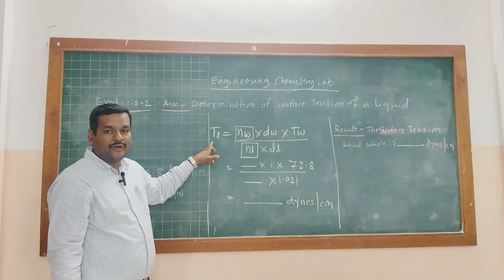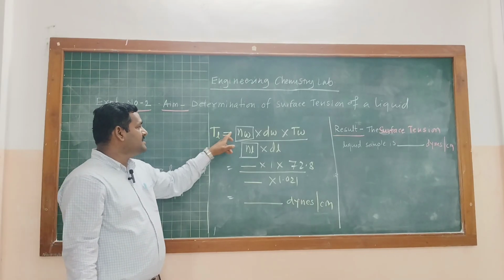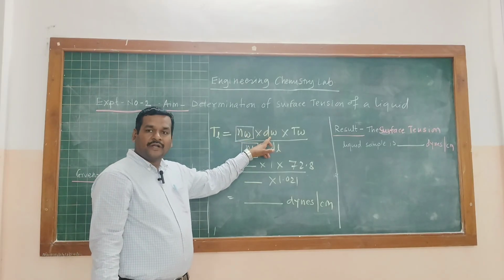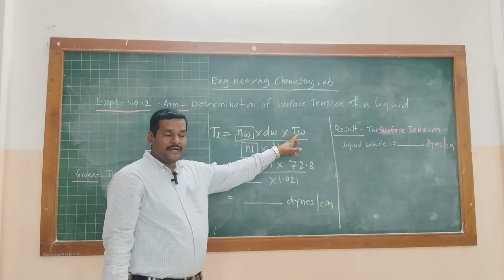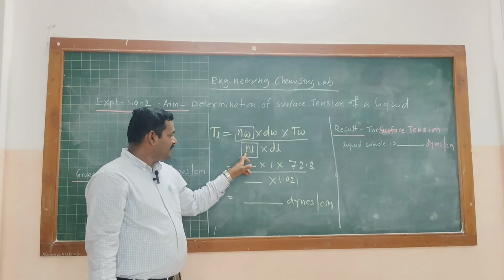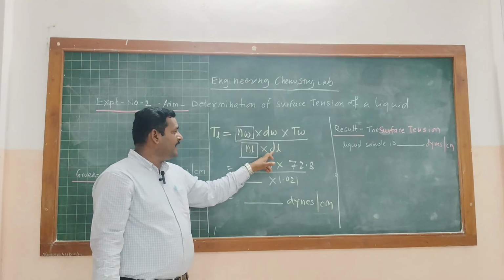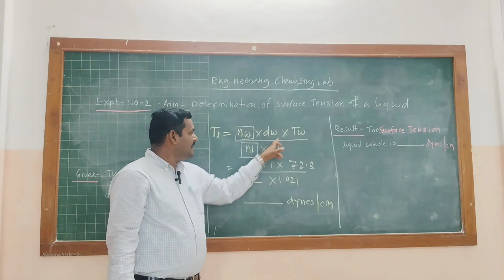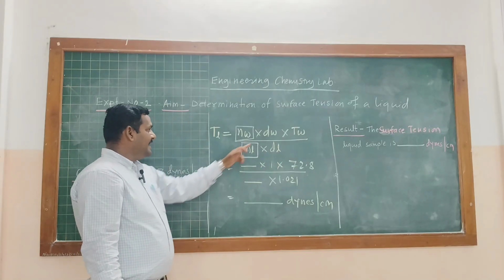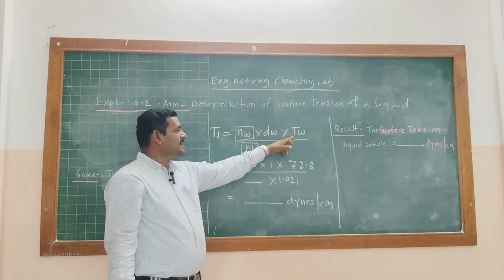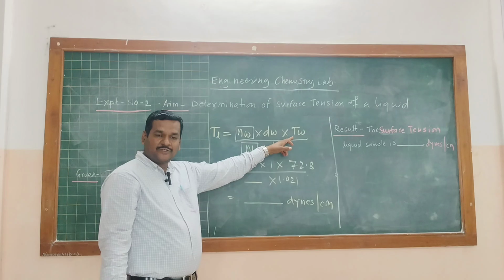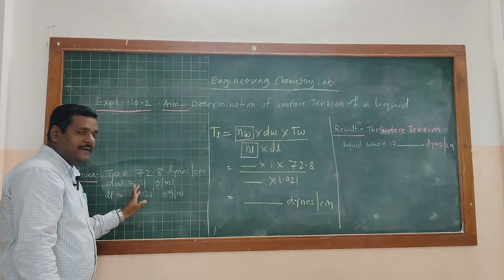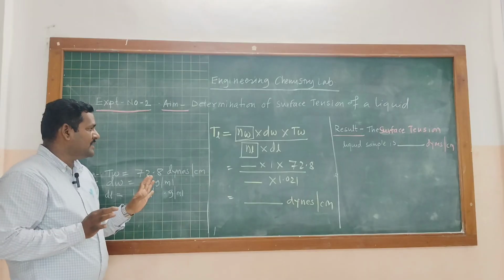The formula to calculate the surface tension of a liquid is the number of drops of water into the density of water into the surface tension of water, divided by the number of drops of liquid into the density of liquid. In this formula, these values are with us. The density of water is 1, the surface tension of water is 72.8 dynes per centimeter, and the density of liquid is 1.021. These values are given to us.